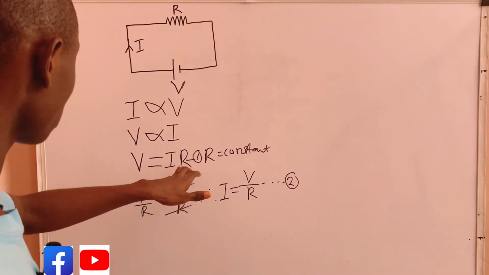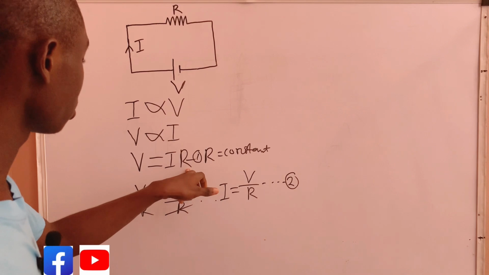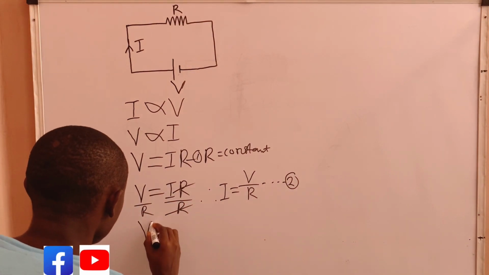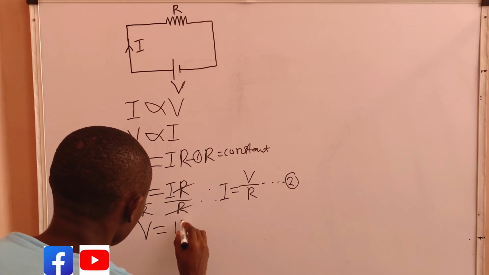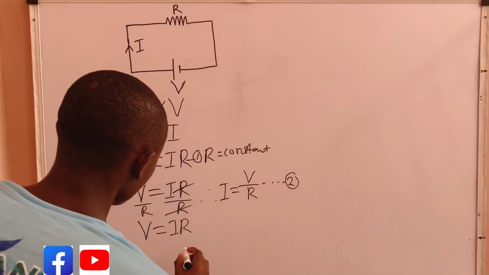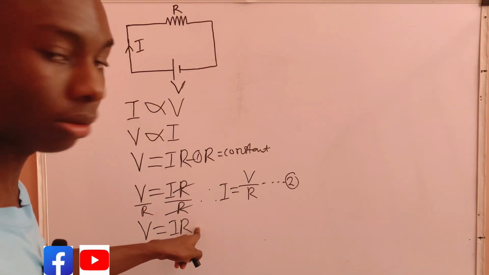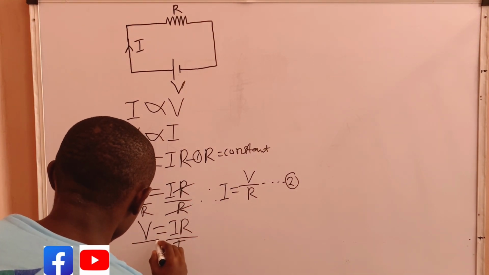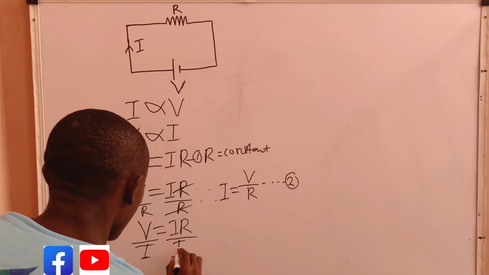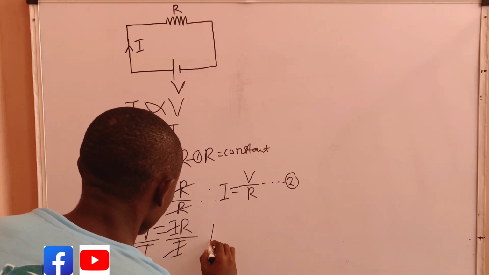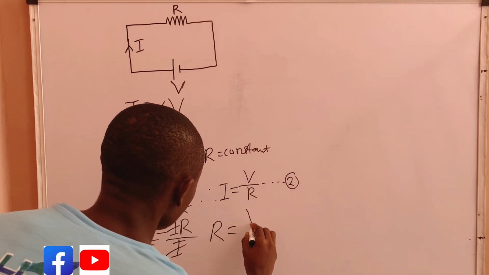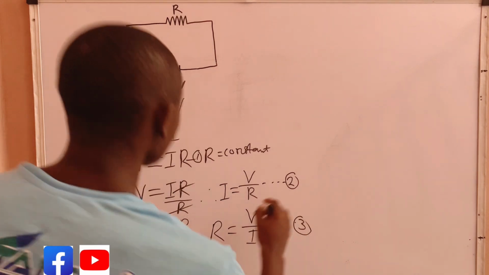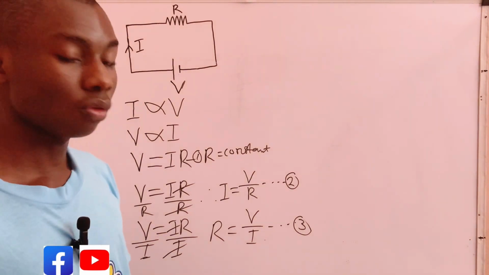For equation 1 also, we can make R the subject of the relation. Let us bring it down that V will be equal to IR. We're going to divide both sides by I. Here divided by I, here divided by I. I will take away I. We're going to be left with R will be equal to V all over I. We can call this equation 3. So these are the 3 formulas for Ohm's law.